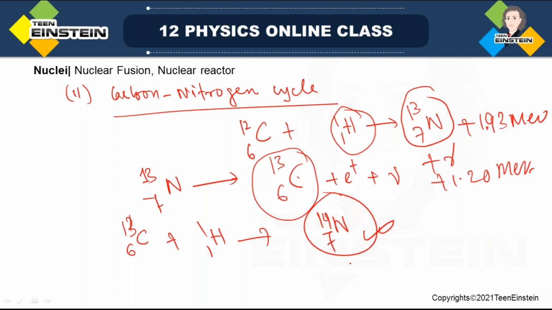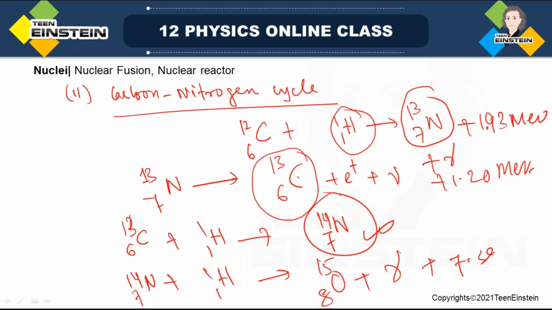Now, upon absorbing another proton, this nitrogen 7 14 will give you oxygen 15, a light oxygen nucleus. Along with that, there will be gamma and energy released, 7.39 MeV.